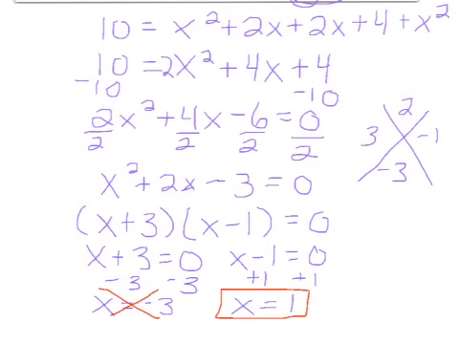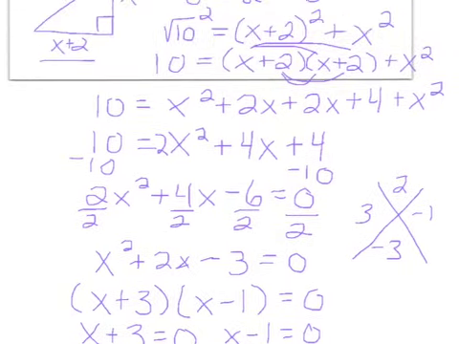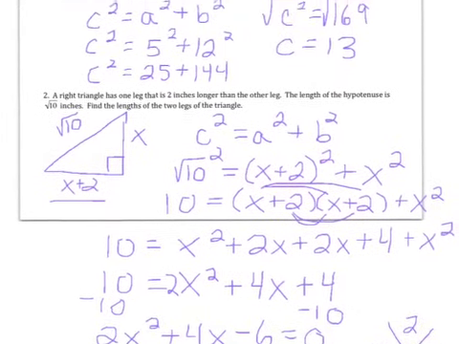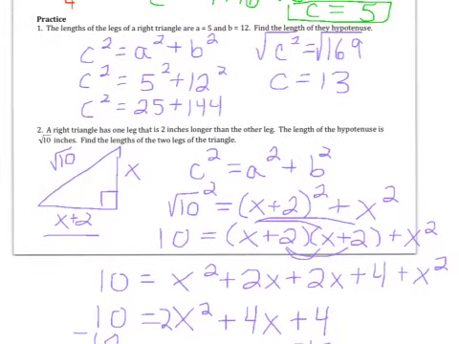The reason for that is if we scroll back up to look at our triangle, if I would have plugged a negative 3 in for any of these legs, we would get a negative answer, and that wouldn't make sense. We cannot have a negative leg of a triangle. But if I could plug in the answer 1, that would both make sense.